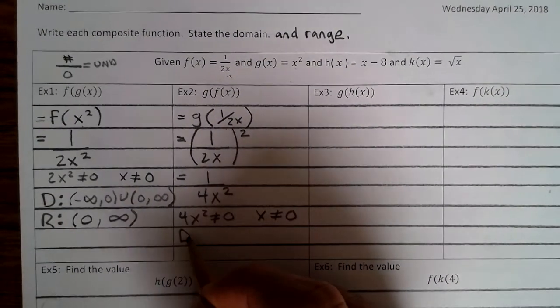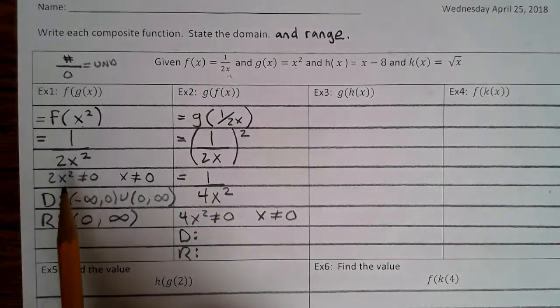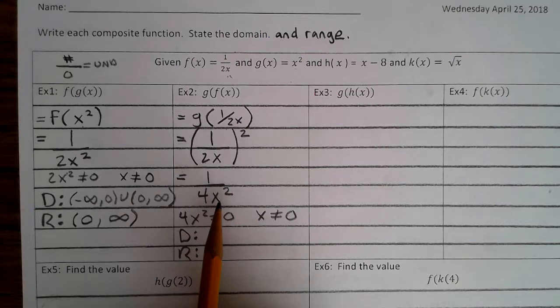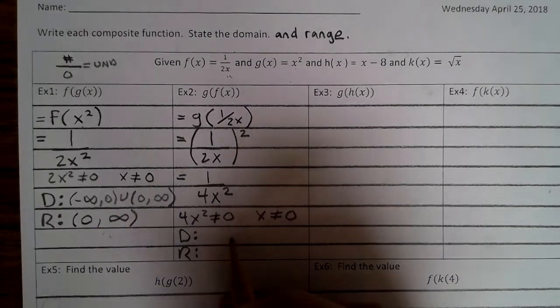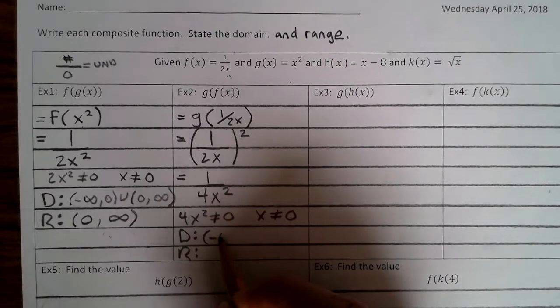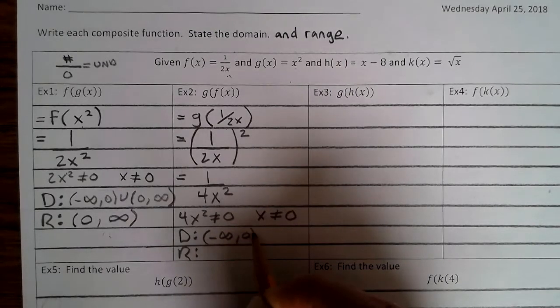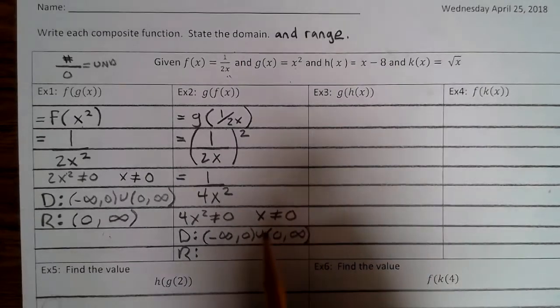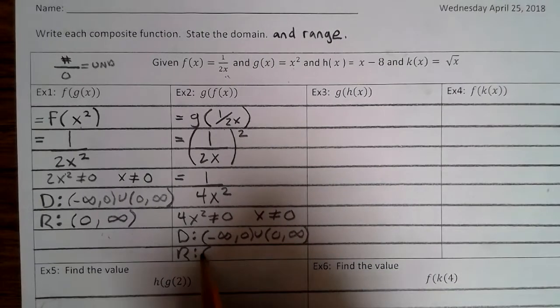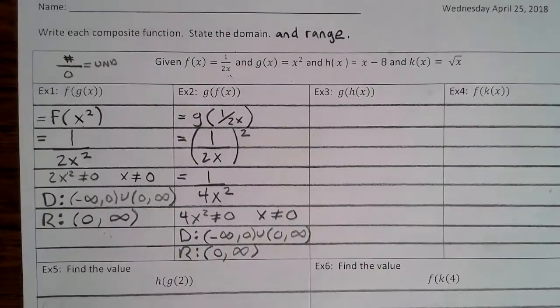So for our domain and range. Now, in essence, example 1 and example 2 are the same type of function, so we know the domain and range format is going to be the same. Okay, so it's negative infinity to 0 and 0 to infinity. And then the range would be from 0 to infinity. And you could graph that to verify.